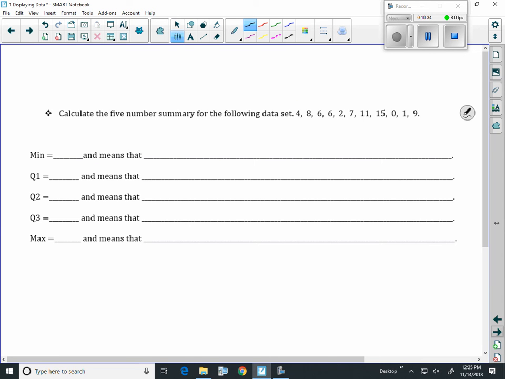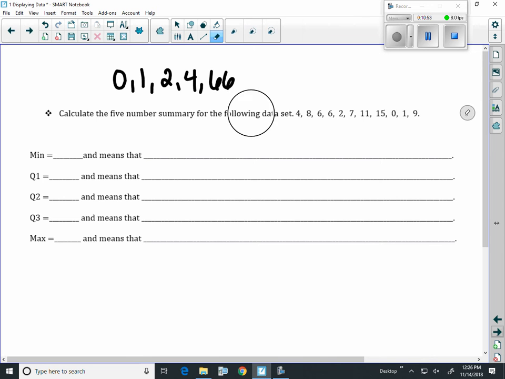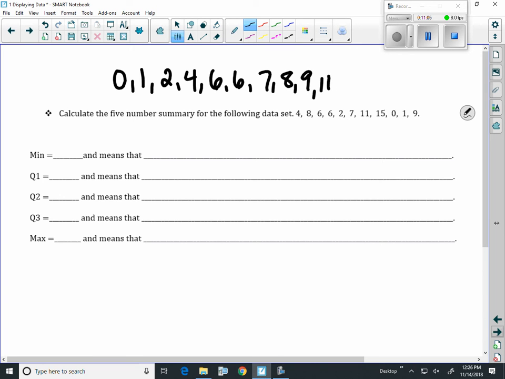All right, so it says calculate the 5-number summary for the following data set. Is it in order? No, that has to happen first. So first we're going to put it in order. 0, 1, 2, 4, 6, 6, 7, 8, 9, 11. 1, 2, 3, 4, 5, 6, 7, 8, 9, 10, 11. All right, we have them in order.